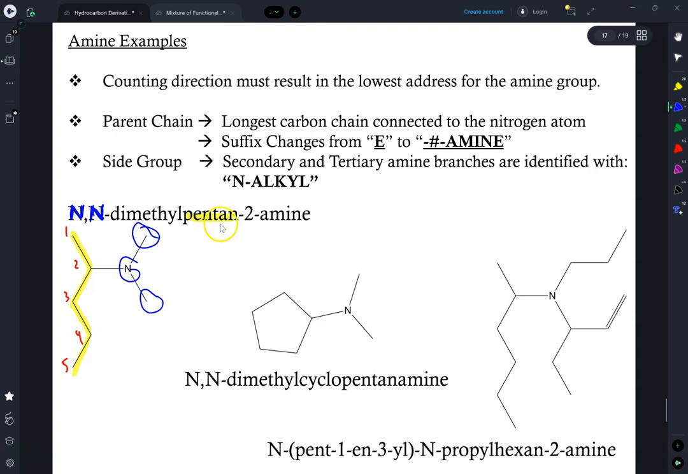pentan-2-amine. In our next example, the cyclopentane group over here is the longest possible continuous carbon chain that's directly connected to our nitrogen.